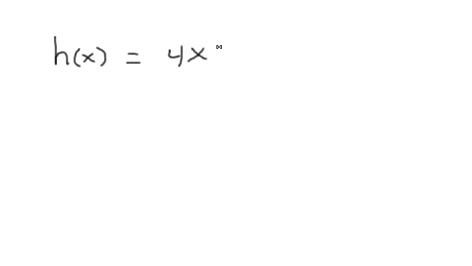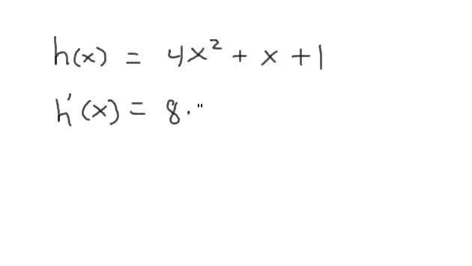We have 4x squared plus x plus 1, and we want to find h prime of x. So that means we want to find the derivative. Well, the first one we're going to use the power rule. Take the 2, bring it out front, and 2 times 4 is 8. Subtract 1 from the exponent. Now I'm not going to put a 1 here, just leave it alone.